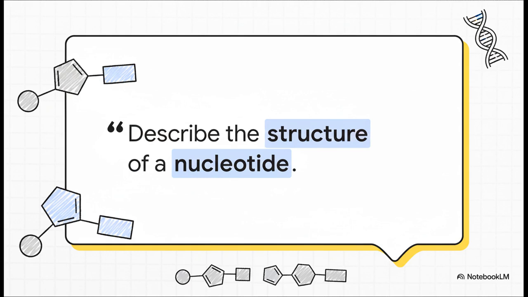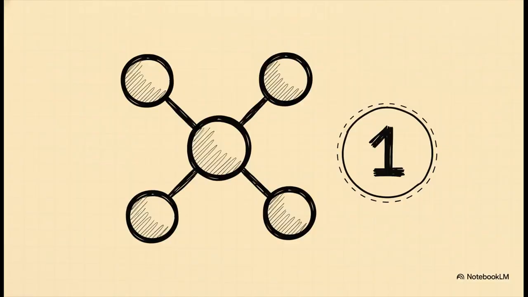Now we're stepping it up. 4 whole marks to describe a nucleotide structure. That word describe means we need to say what it's like. We need to paint a picture with our words and list its components. For your first mark, you just need to state that every nucleotide has a phosphate group. That's it. Write that down and you're already on the scoreboard.